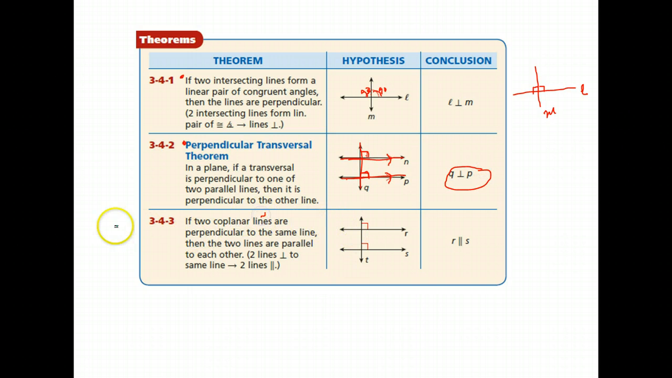And here is our final one. If two coplanar lines are perpendicular to the same line, then the two lines are parallel. Okay, so where does that come from?